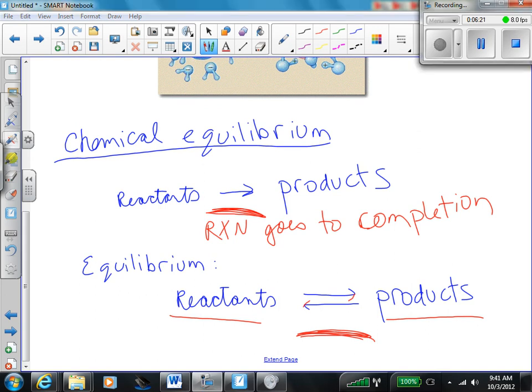A reaction is considered to be at equilibrium when the reaction does go in the forward and reverse direction, but also the actual concentrations of reactants and products don't change. When those concentrations stop changing, you are at chemical equilibrium. And we'll have a whole chapter just on equilibrium a little later.